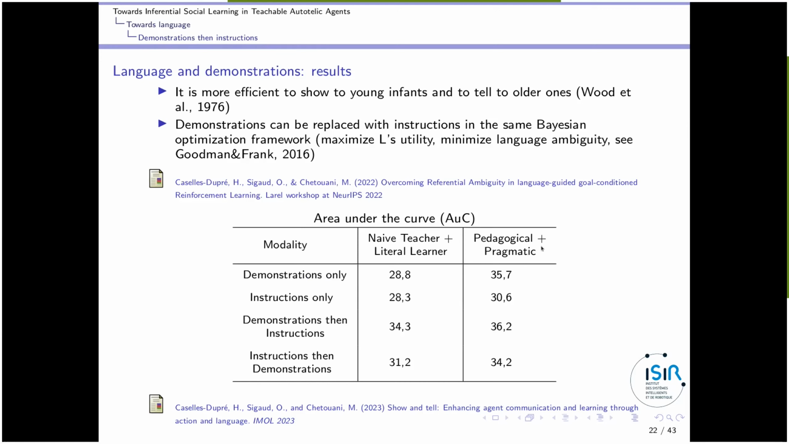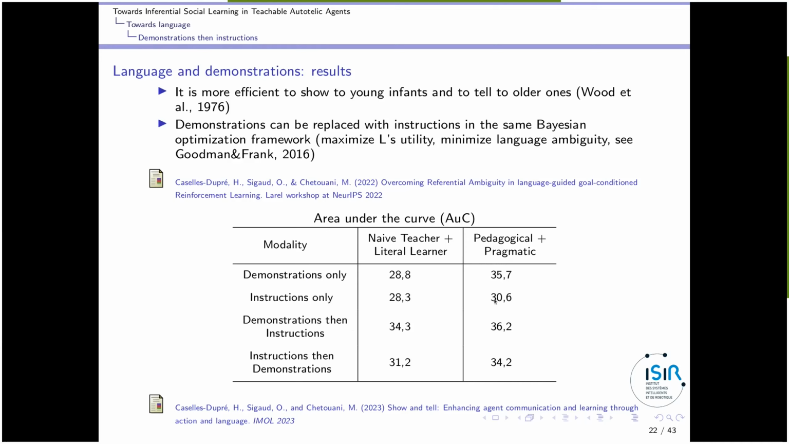So basically, this is Hugo's poster. I suggest you have a look at Hugo's poster if you want to know more. But the general idea is that here you have the learning efficiency measured as the area under the curve of the different learner-teacher pairs. You can see that demonstration only or instruction only is the least efficient, and that demonstration then instructions is more efficient than instruction then demonstrations. So if the knowledge of the agent is growing, it's better to first start with demonstration and then go for language.